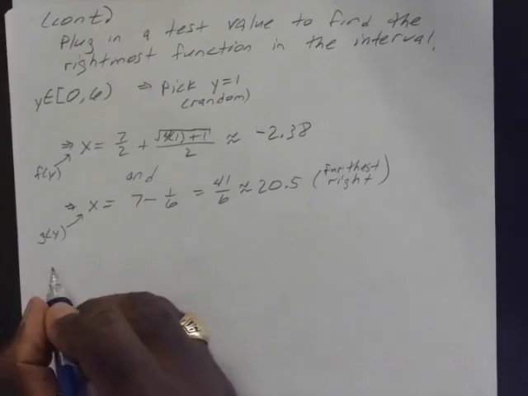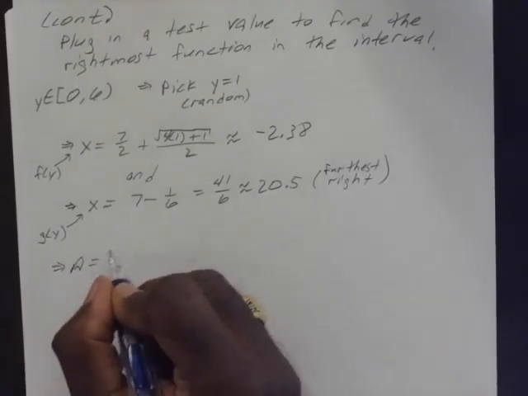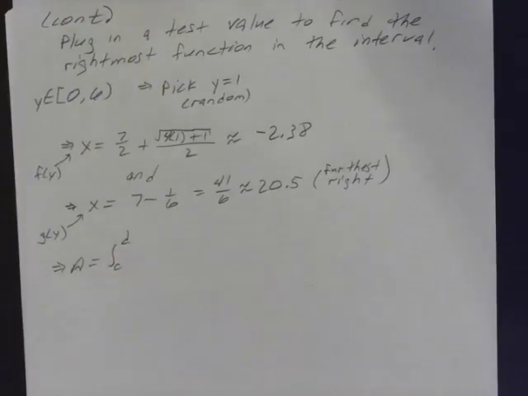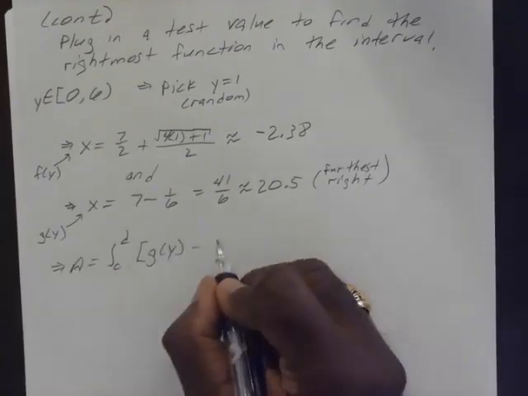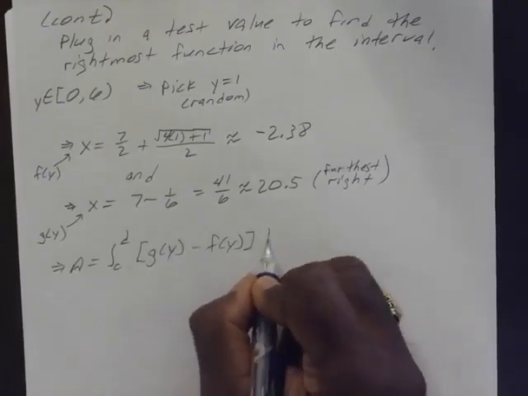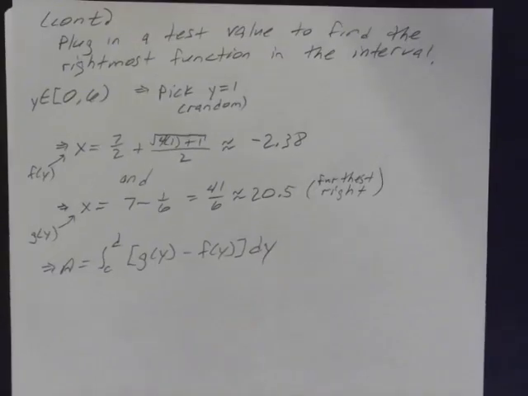So that means that our area is equal to the integral from c to d of g of y minus f of y with respect to y. So we had to go through all of that before we could even start the problem. The integral seems like the easy part now. It's the setup that usually takes most of the time.